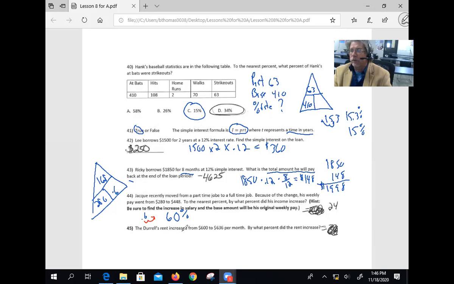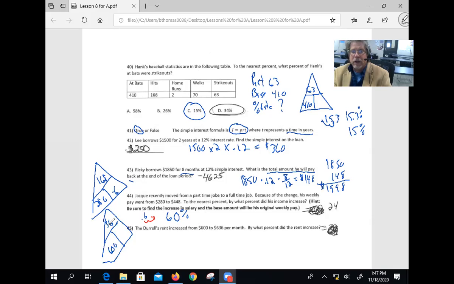Again, to find the percent increase, I actually have to find the increase. So again, I'm going to use the triangle model. Don't have to be perfect, just give yourself some spots here. So it went from 600 to 636. So that means really, I can just subtract. That's a $36 increase. And remember, the base amount has to be the original amount, which was the $600.